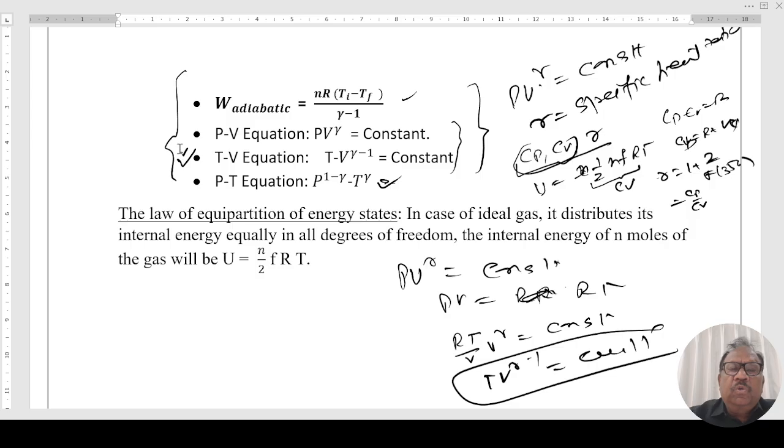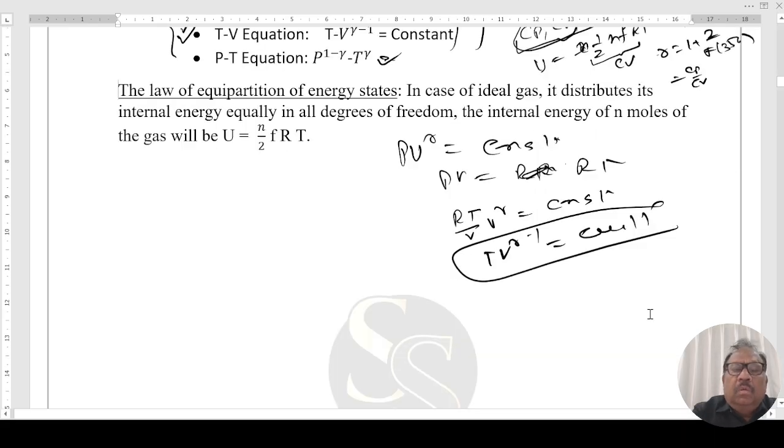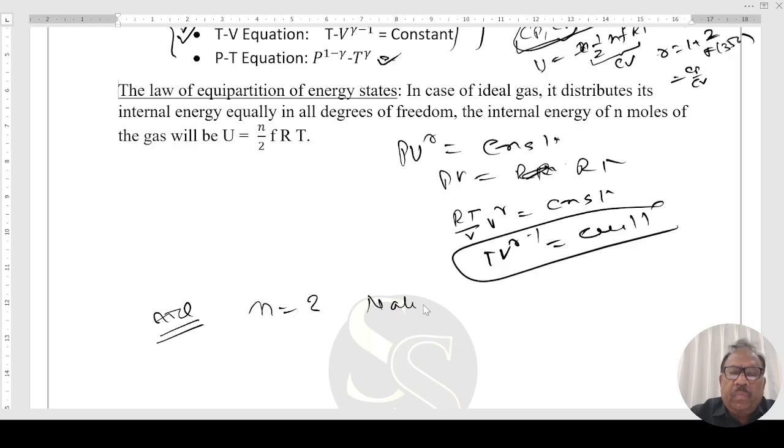Now, according to the question, we have to use this relation. Now, let's start with the question. According to the question, n equal to 2, and the nature of the gas is monoatomic.